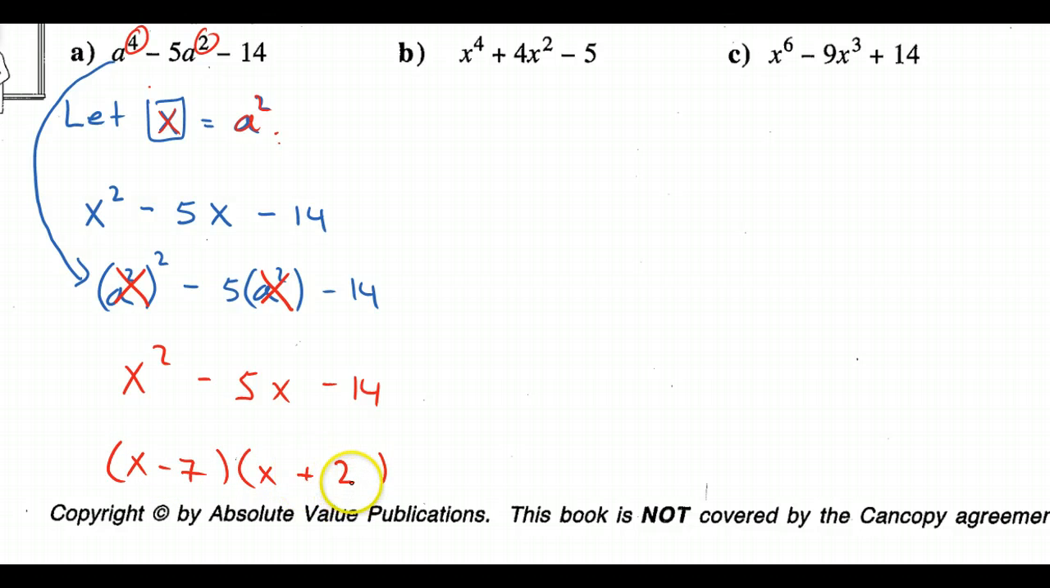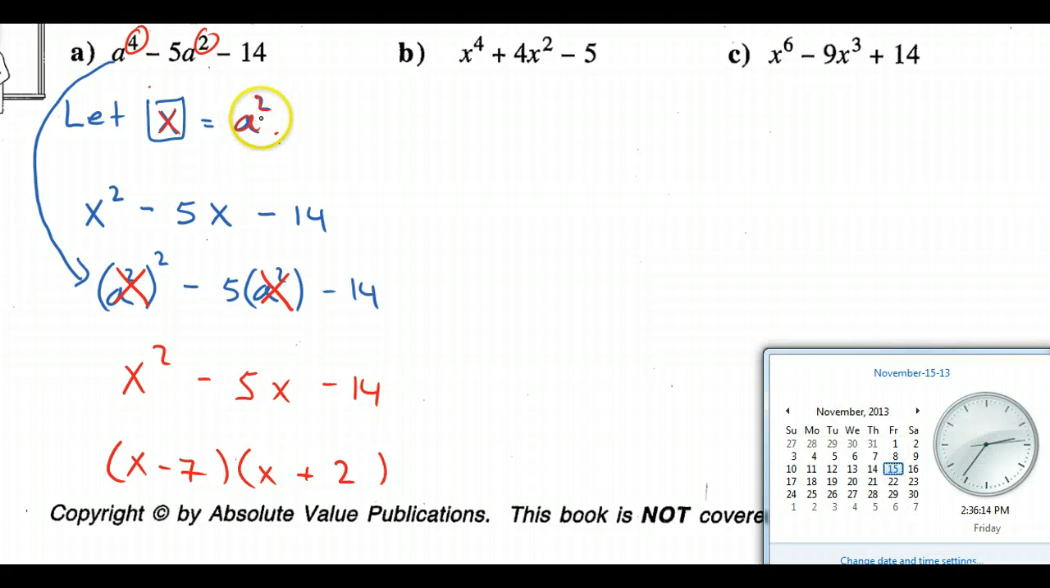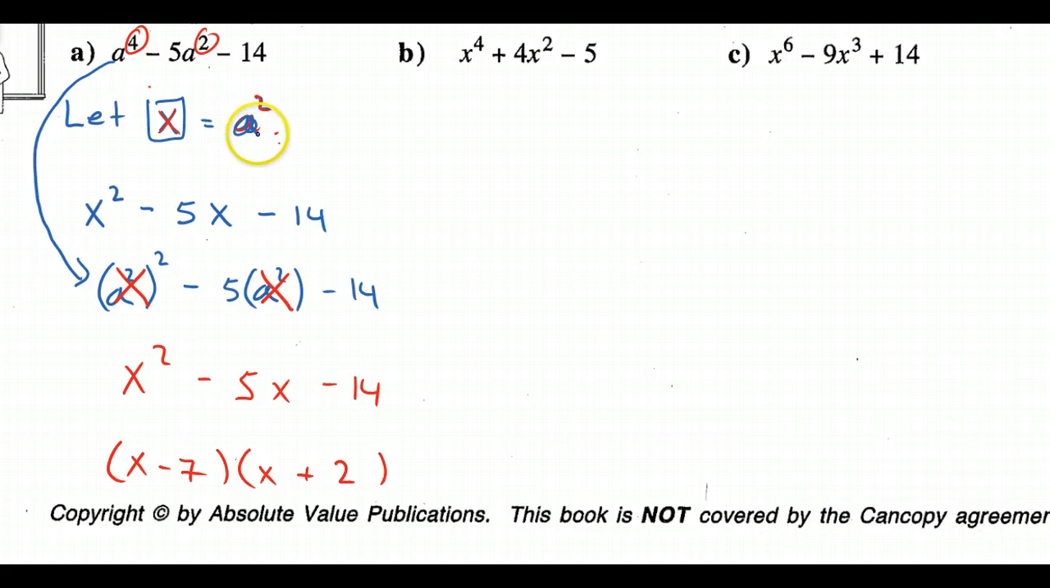Okay, but what you have to do at the end of all this is replace back, or substitute back, your original value for x, which was a squared. So this now becomes (a squared minus 7)(a squared plus 2). Okay, go ahead and try B.